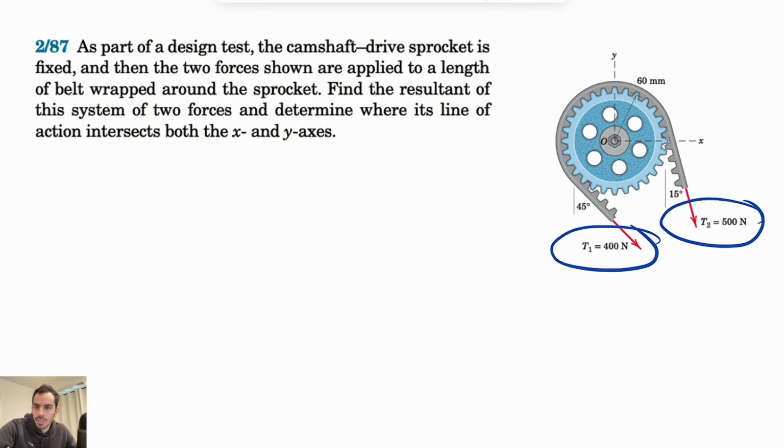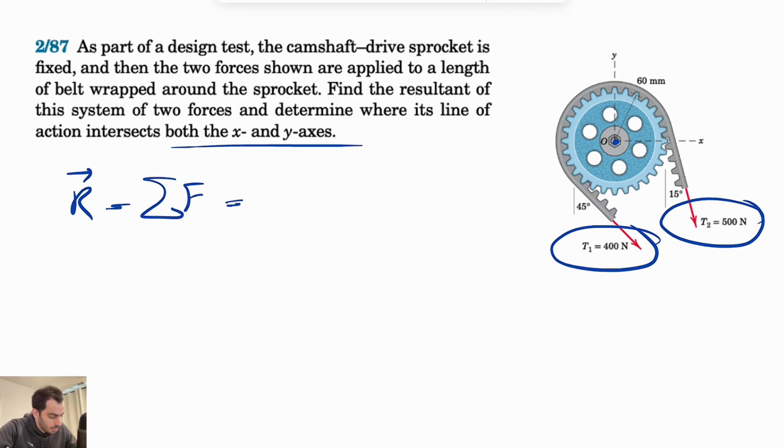We solved questions similar to this one in previous videos. Basically, what the question is asking is to replace all the forces in this system with one single force that makes the same moment about point O, and then we can find the x and y intercepts pretty quickly. So let's find the resultant of all these forces, which means finding the sum of all forces.